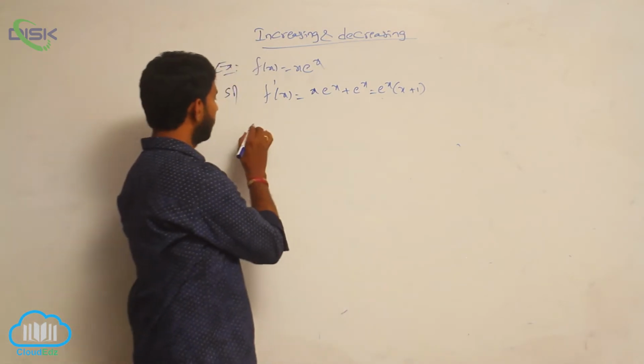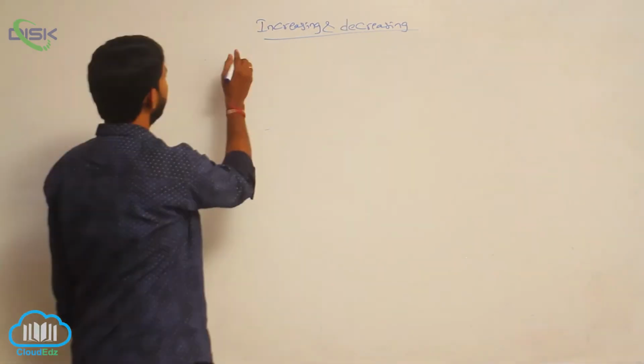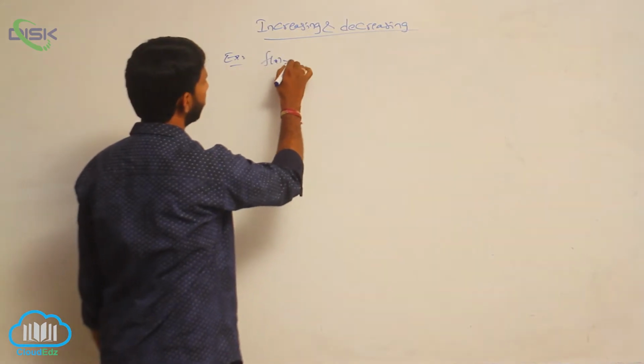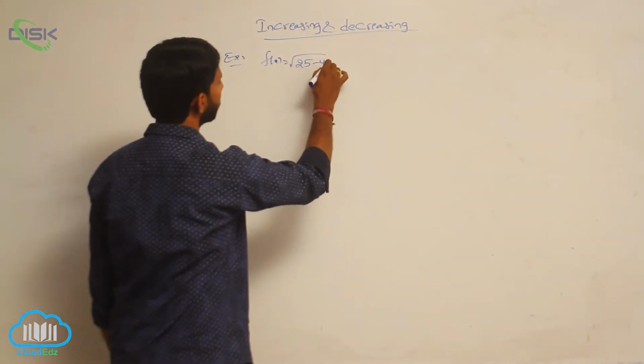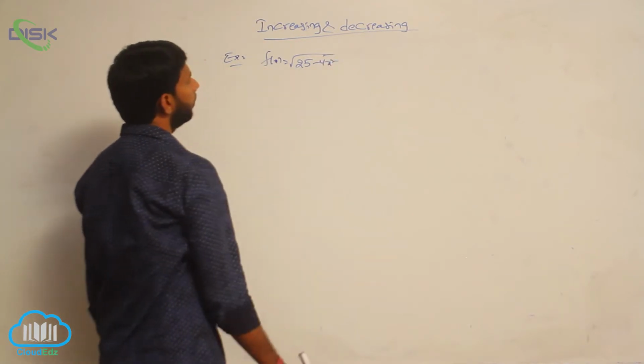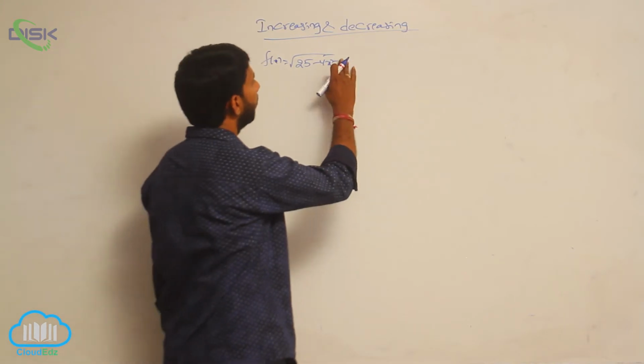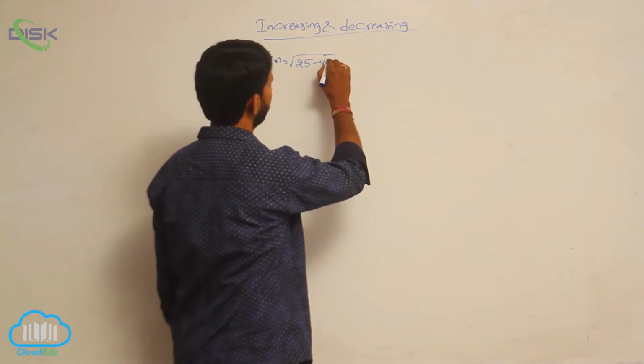plus 1. Next, find the intervals in which the function f of x equals square root of 25 minus 4x square is either increasing or decreasing.